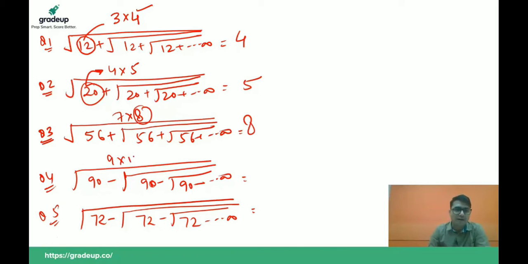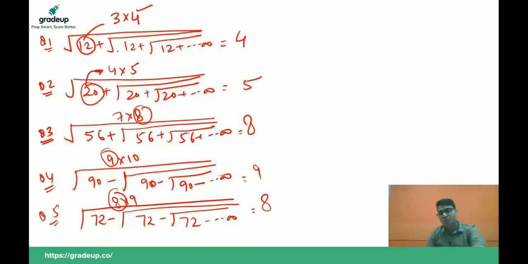Now 9 10s are 90. Here I am having minus, so the smaller will be your answer. Now I can write 8 into 9. Here I am having minus, so the smaller will be your answer. That means whenever you are getting the plus sign, the bigger one will be your answer. Whenever you are getting the minus sign, then the smaller one will be your answer. Now, what if a number cannot be expressed as the product of two consecutive numbers?